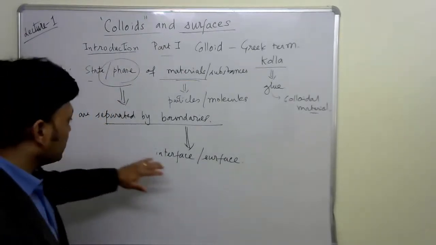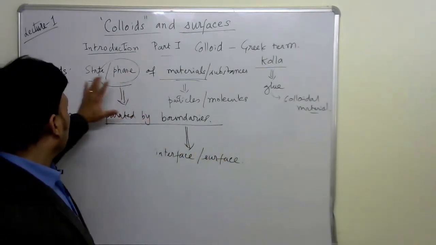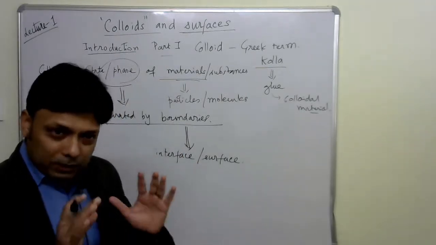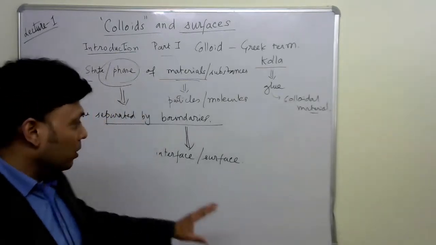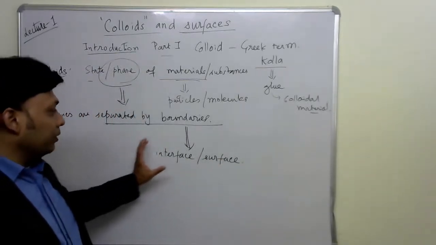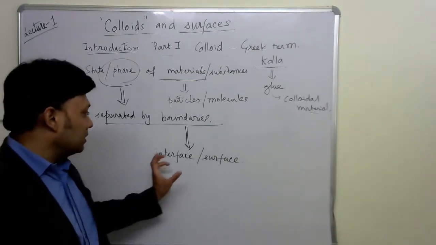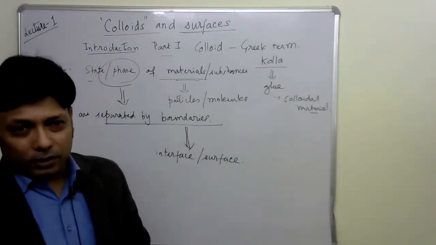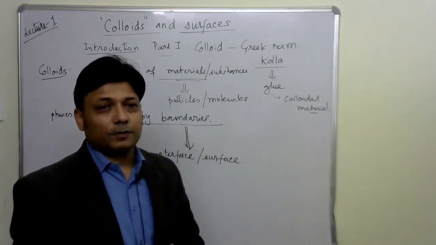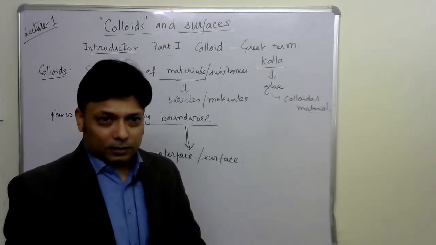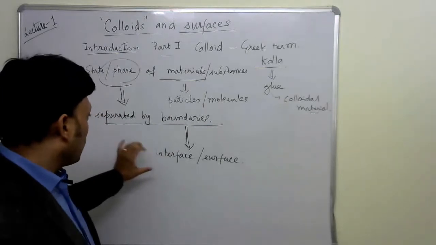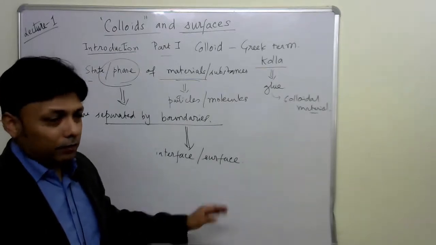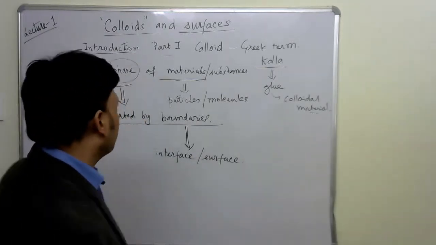But for our understanding, we can say that whenever there exists a colloidal phase, it is most likely that there would be phase boundaries, and those phase boundaries would be called either an interface or a surface. Now the question is, are the two terms interface and surface the same, or are there differences? Yes, there is a subtle difference, and we will tell you later in which case we call a phase boundary an interface, and in which case a surface. We will come to that part later.